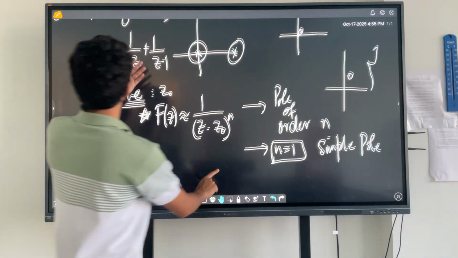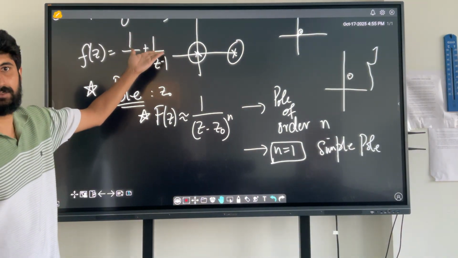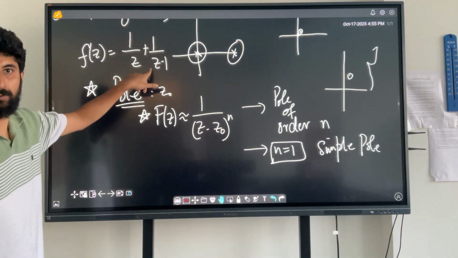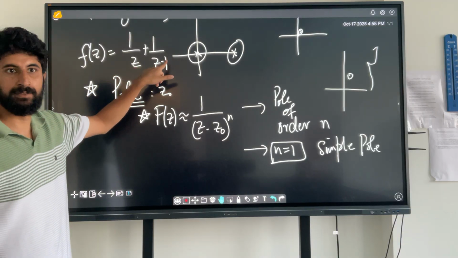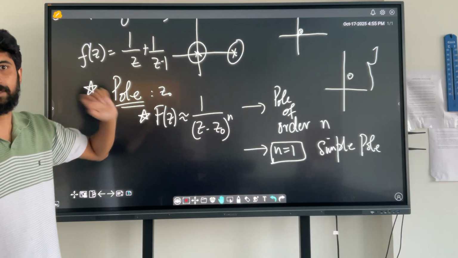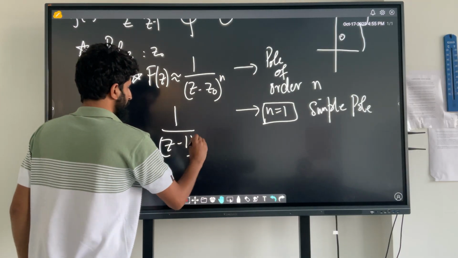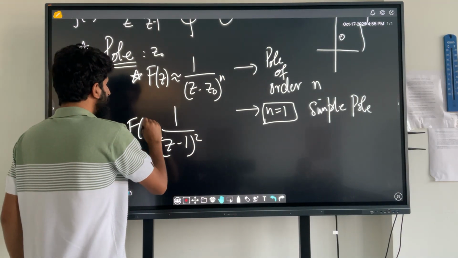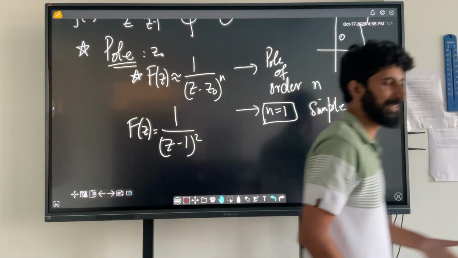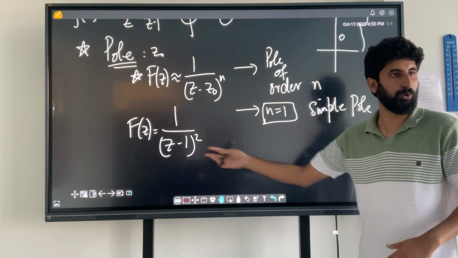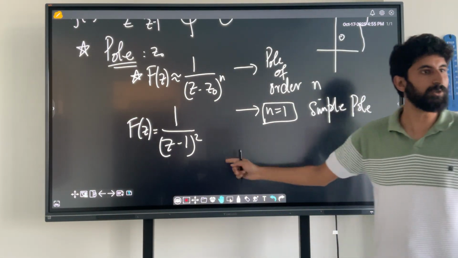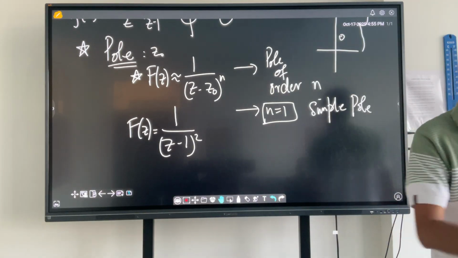And examples you know, right? This has two simple poles, at z equal to 0 and z equal to 1. Excellent. What about this guy? 1 divided by (z minus 1) squared. Right now I am just taking the function to be this. So this is an obvious pole where z equal to 1. What order? Order 2.